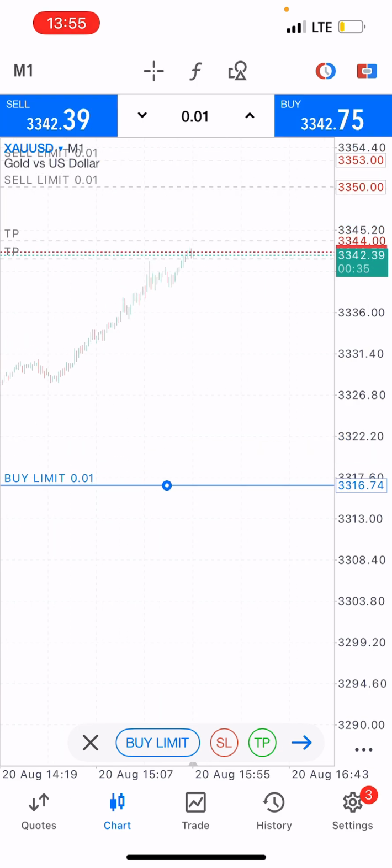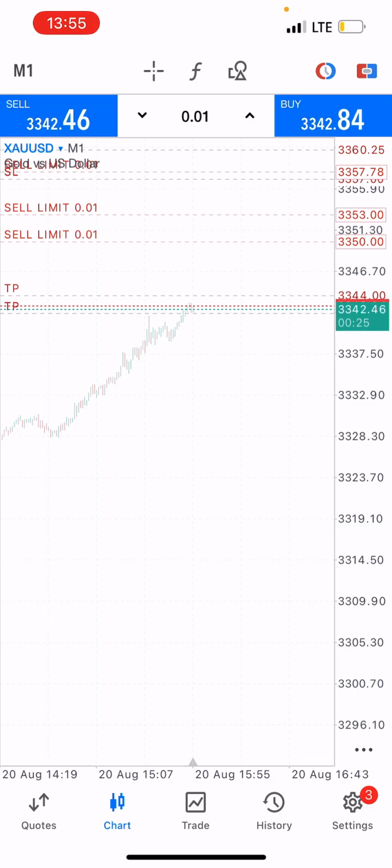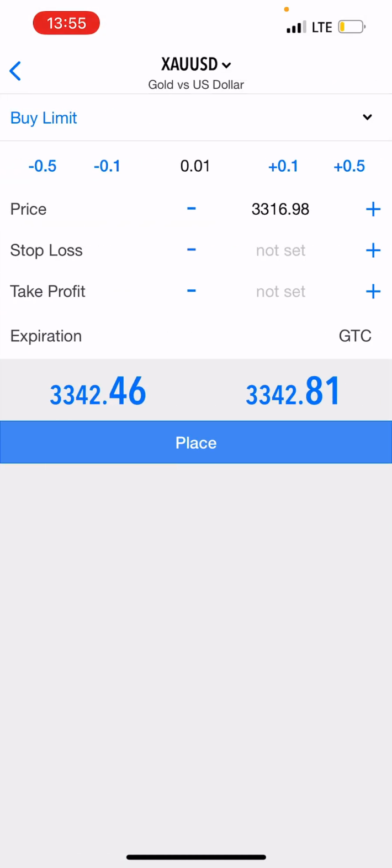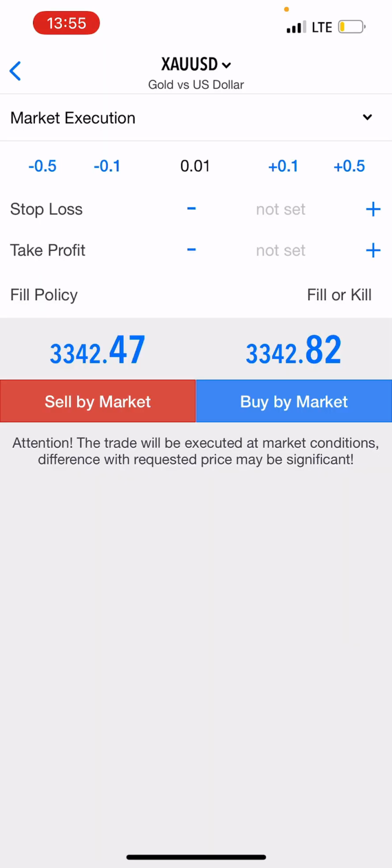So now let me give an entry. For instance, they told you to enter 3342, right? Buy gold at 3342. It means that you just come here and click on your trade. You just say, okay, it's 3342. So you know that it is not a buy limit, it is a market execution. Why? Because it is within the range the trade was given, right? It is a market execution.